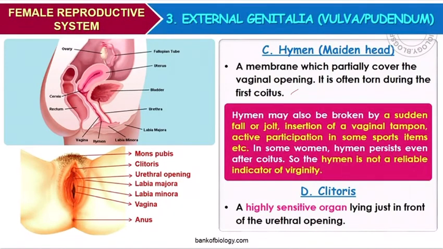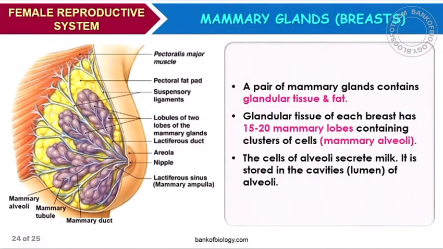So the hymen may also be broken by a sudden fall or jolt, insertion of a vaginal tampon, active participation in some sports, etc. In some women, the hymen persists even after coitus, so the hymen is not a reliable indicator of virginity. Again, there are a lot of myths about this, that's why you should know. And then the clitoris, a highly sensitive organ lying just in front of the urethral opening. Now, externally again, the mammary glands, this is the breast.